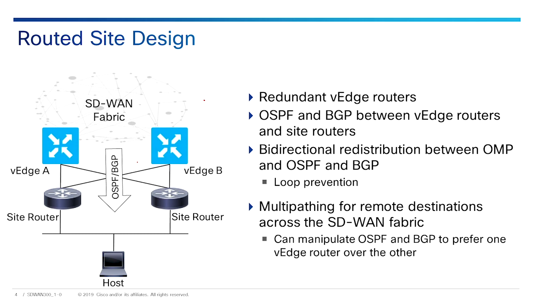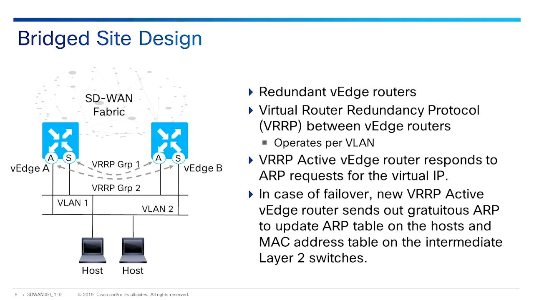Ideally, what we would see is each vEdge router would have the same connections on it, so both of them would be able to provide the same levels of reachability. And then we can multipath from here across both devices, because both of them would be providing the same reachability to each of the layer 3 devices inside.